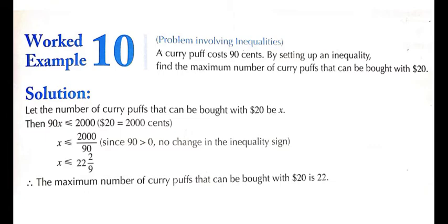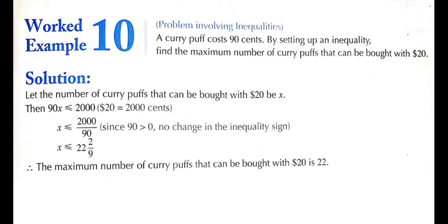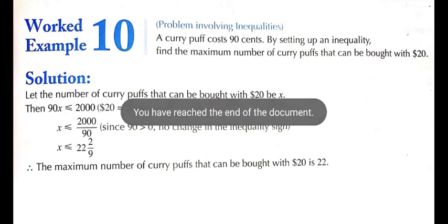So x is less than or equal to 2000 over 90, which is 22 and 2 over 9. So the maximum number of curry puffs that can be bought with $20 is 22. Because you cannot buy 2 over 9 of a curry puff, you cannot afford to buy 23 curry puffs. You can only buy 22. That's the point. Okay, that's all for simple inequalities.